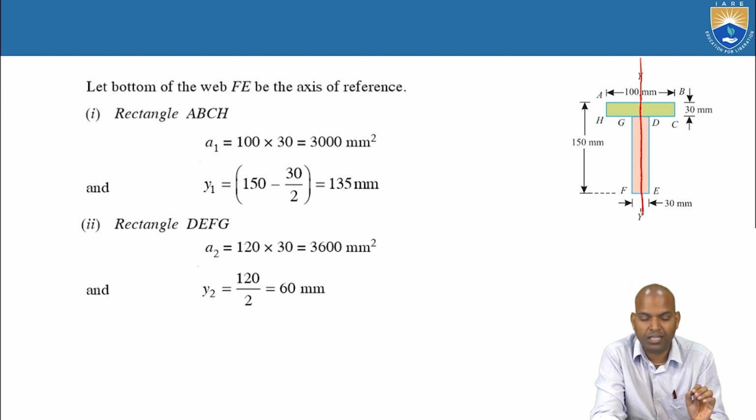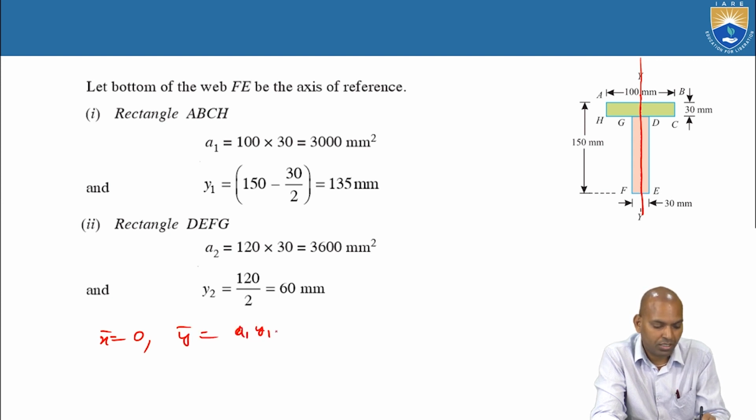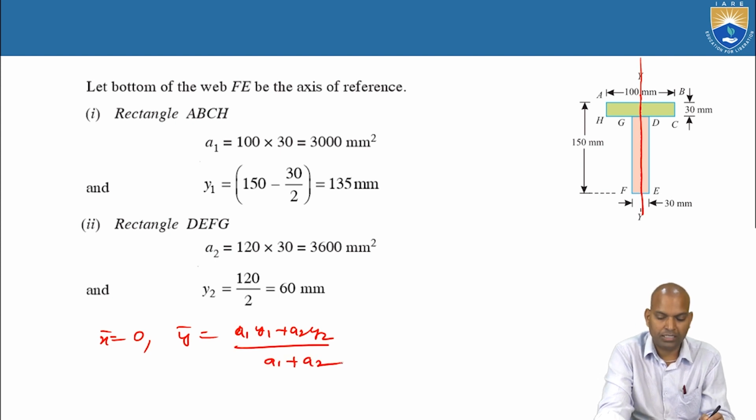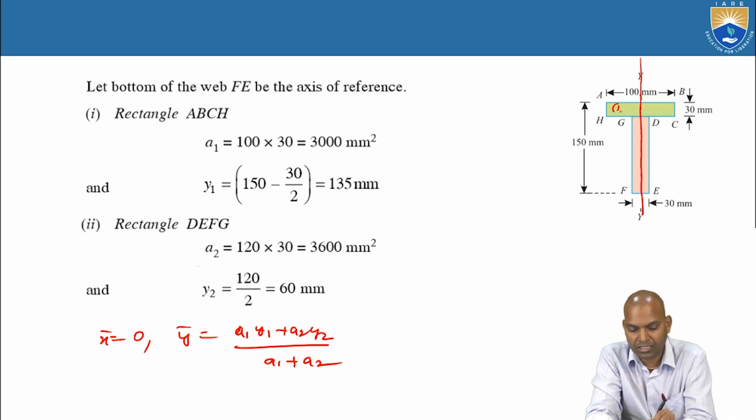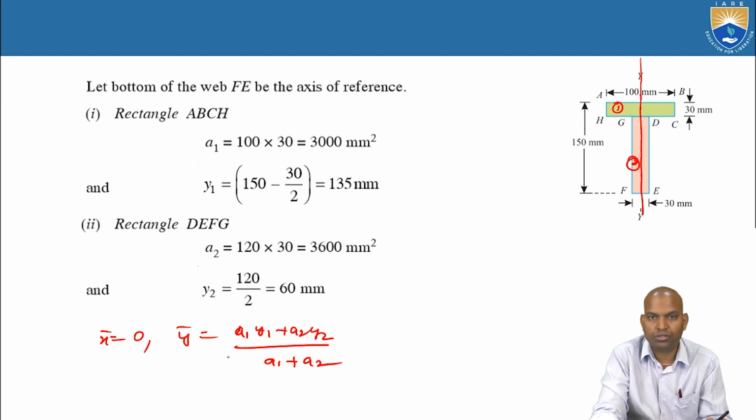Look at the centroid, they ask. So that means symmetrical about axis YY. That's why bar x equal to 0. What about bar y? That is A1 y1 plus A2 y2 by A1 plus A2. Now this is section 1. The rectangle ABCH is considered section 1 and this is section 2.